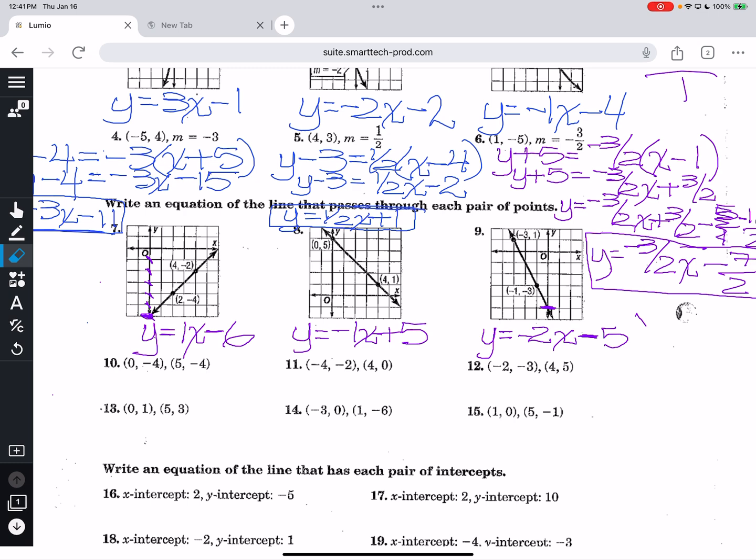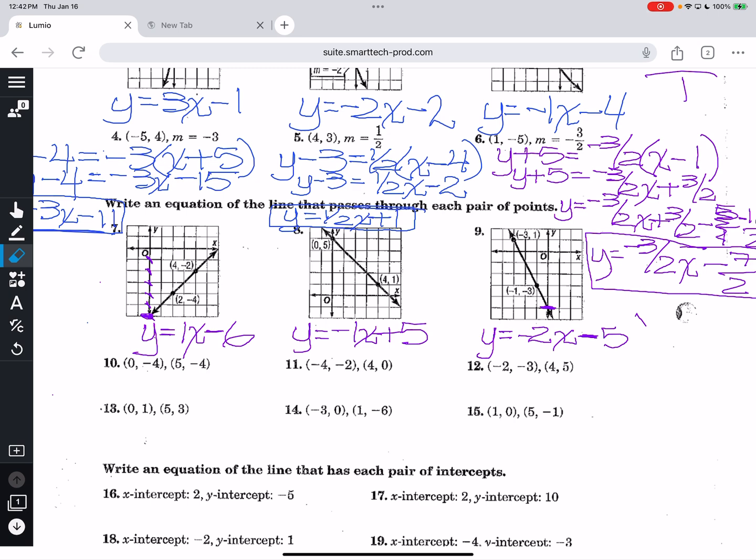Number 10. Figure out slope. Hint: study the ordered pair. What do you notice about the ordered pair? Two negative 4s in the y-axis. When the y repeats, show me what that looks like with your arm. What is slope for this?